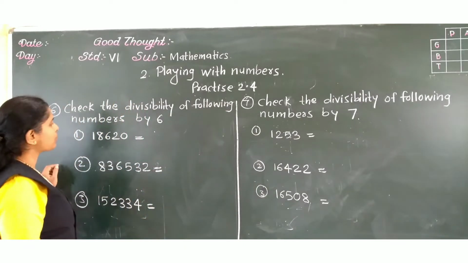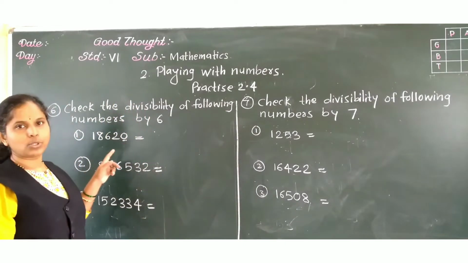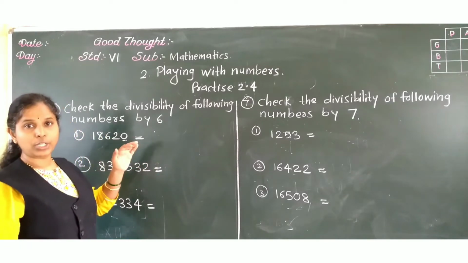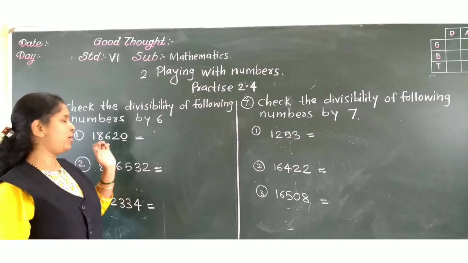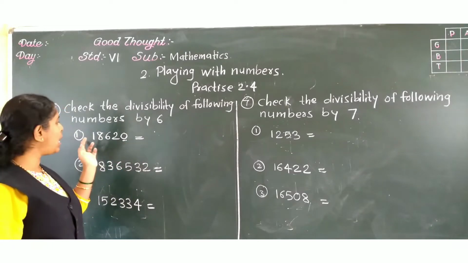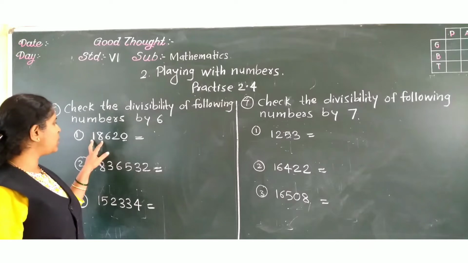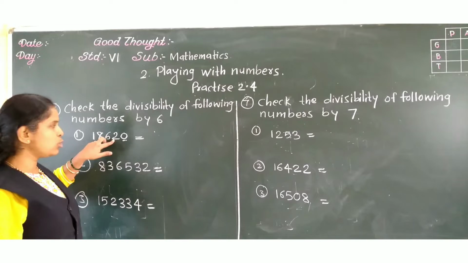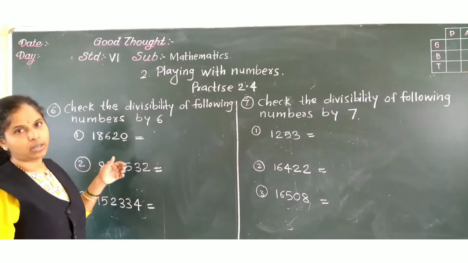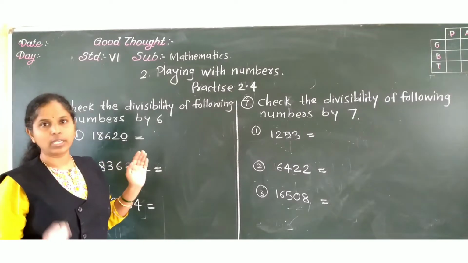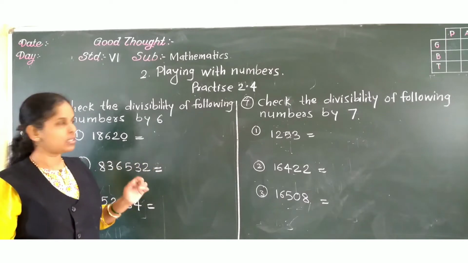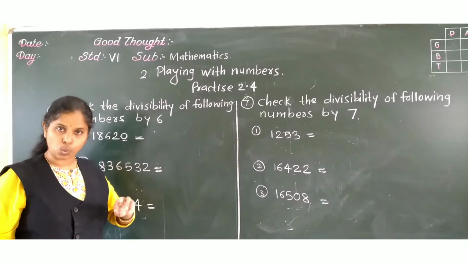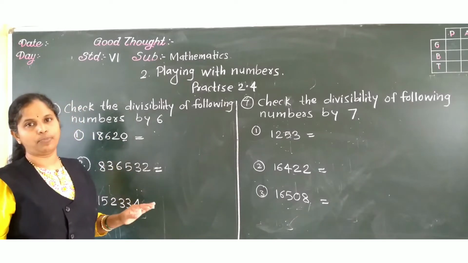Now see here, 0 is there. So can we divide it by 2? Yes. Now we will check, can we divide it by 3 or not. So what is the test for 3? Add all the digits. See here, 8 plus 1 is 9, 9 plus 6 is 15, and 15 plus 2 is 17, 17 plus 0 is 17. We cannot divide 17 by 3. That means this number is not divisible by 3. It is divisible by 2, but it is not divisible by 3.